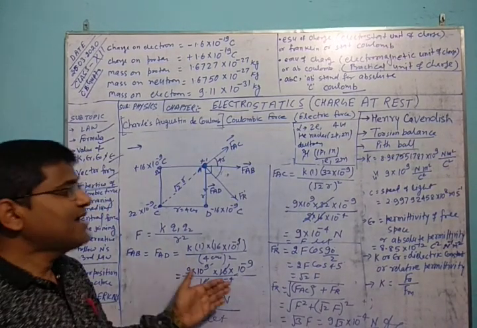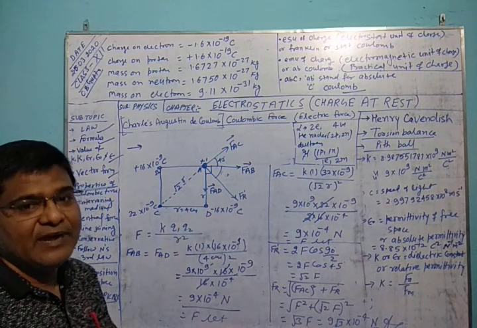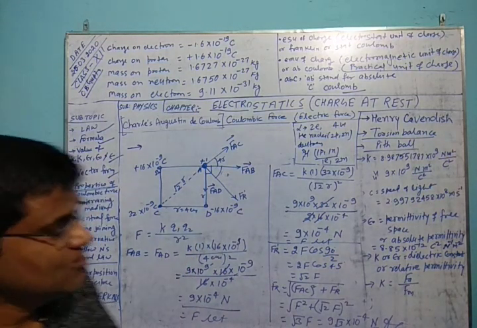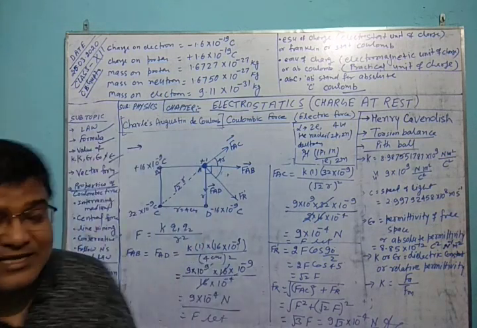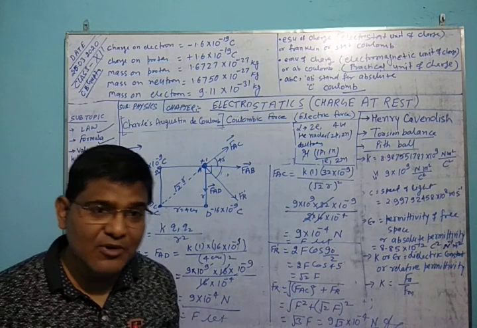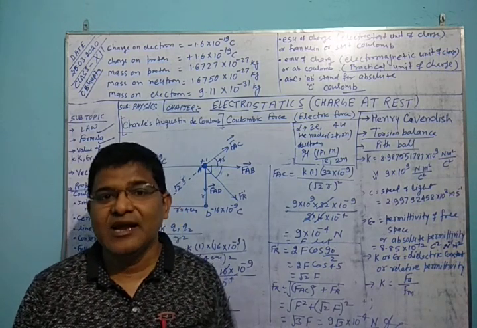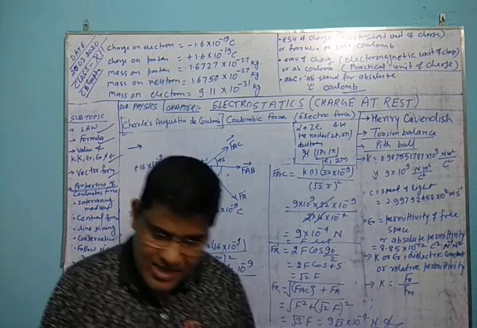There are so many types of questions given in S. L. Arora and Irodov, and you can solve them. Your homework is just to solve chapter 1 and chapter 2. If you solve these two chapters, then prepare electric field and electric potential for tomorrow. Thank you very much.